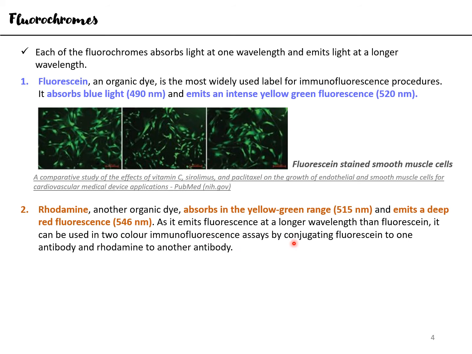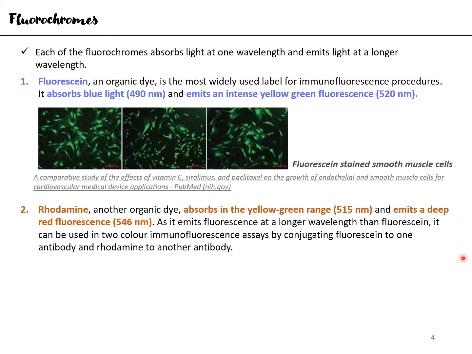Now, as it emits fluorescence at a longer wavelength than fluorescein, because fluorescein was emitting in the same range at which rhodamine actually absorbs light, it can be used in two-color immunofluorescence assays. So what do we mean by two-color immunofluorescence assays? Say you want to visualize two molecules in the cell simultaneously. And why would you want to do that? So for instance, you want to see their co-localization. If say two proteins within the cell, A and B, are they co-localizing? That is, are they localizing in the same space, or is there any difference in their distribution within the cell?